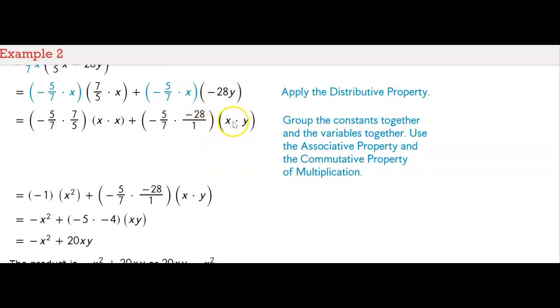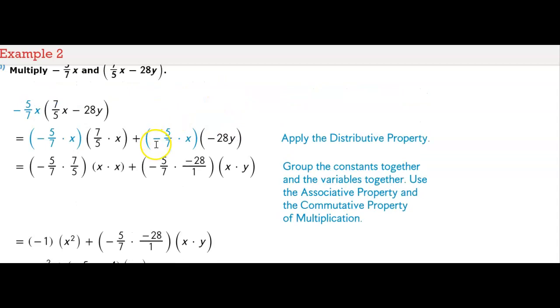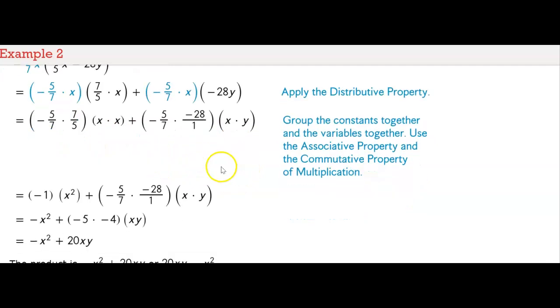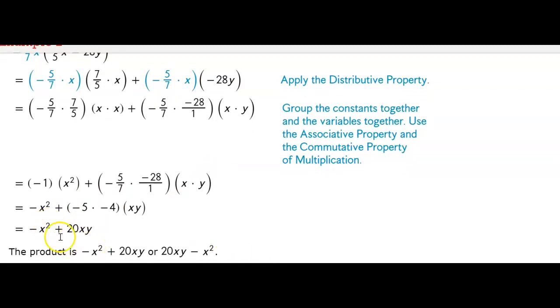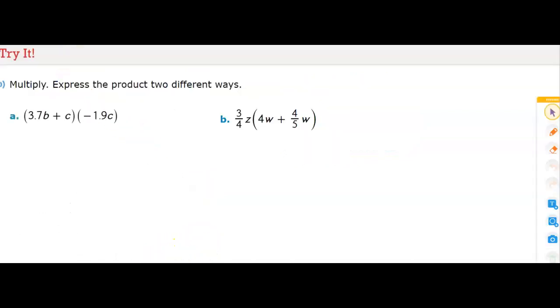The 28y doesn't have a like term, so they separated the 5/7 x when they distributed it over here, put 20 over 1, and then multiplied. And then it simplifies to negative x squared plus 20 times xy, because those multiply together, and it can be written this way as well. Alright, so we will use distributive property and multiply everything on the inside.